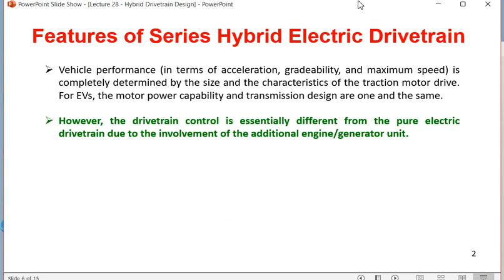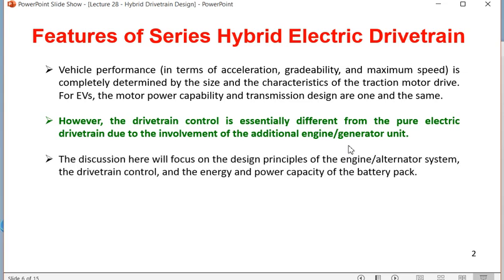But in case of series hybrid electric drivetrain, there are mainly three sources by which the battery gets charged. First one is from the primary source to the battery. Second one is the battery gets charged directly from the plug, and third one is regenerative braking. So that's why it is said that the drivetrain control is essentially different from the pure electric drivetrain, that is EV, due to involvement of the additional engine or generator unit in case of HEV.